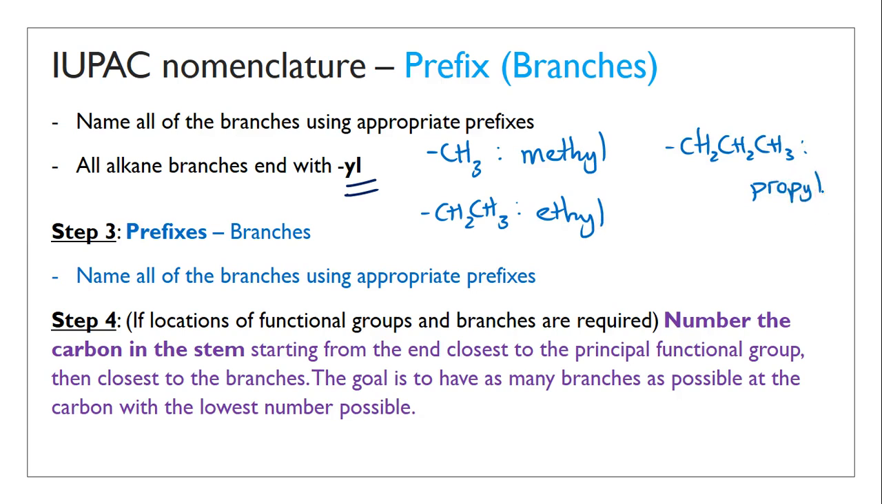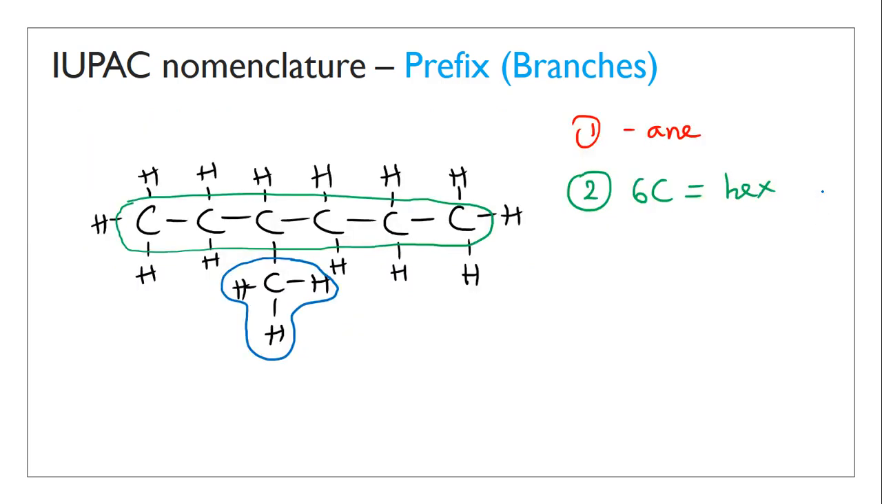So if you see a branch that is an alkane, then you know it ends with yl, and this one has only 1 carbon, so I'm just going to go methyl. So the name of the branch is methyl. There's only 1 branch here. So that's step 3. I have named the branch. Now there is a step 4.